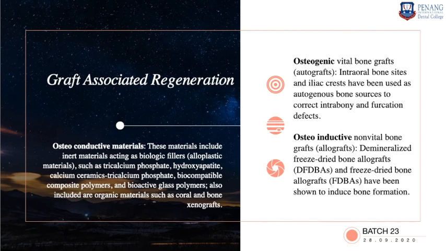The second type is osteoinductive graft materials. These materials have the property of attracting the osteoblast to the site and inducing bone formation. The bone graft itself doesn't have the property of inducing osteoblast formation. It will just attract the osteoblast from other sites to the site of regeneration for regenerating the bone. Whereas osteoconductive is just an inert material to fill the space.